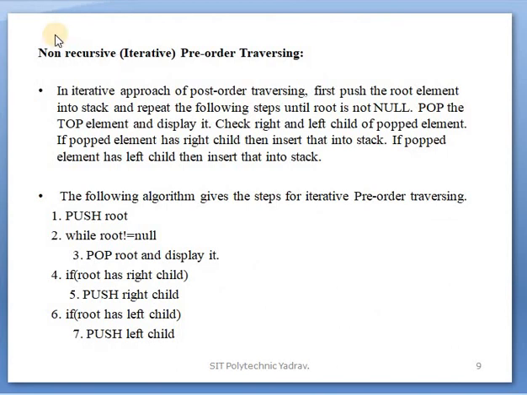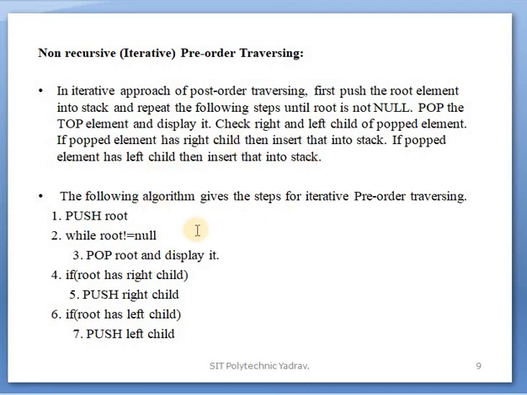Now the non-recursive iterative pre-order traversal. In the iterative approach to pre-order traversal, first push the root element into the stack and repeat the following steps until the stack is not empty. Pop the top element and display it. Check the right and left child of that popped element. If the popped element has a right child, then insert it into the stack. If the popped element has a left child, then insert it into the stack.